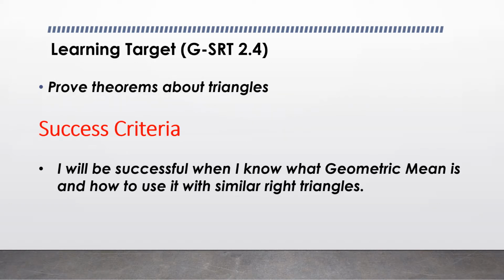Alright, and just like with any given lesson, we have a learning target and a success criteria. Well, the learning target is a little bit ambiguous. It just says prove theorems about right triangles. But the success criteria, I want that to be a little more specific for you, and you'll be successful when you know what geometric mean is and when you can use it in similar right triangles.